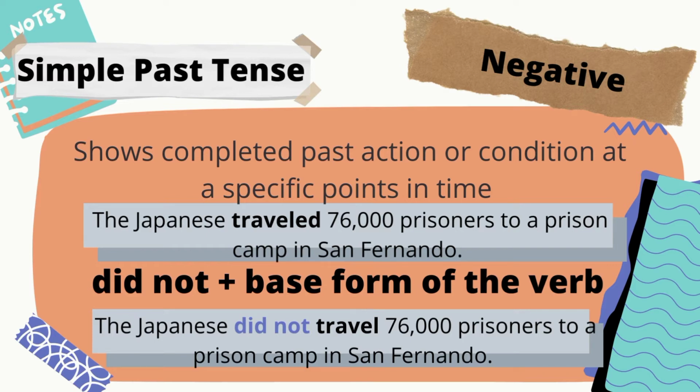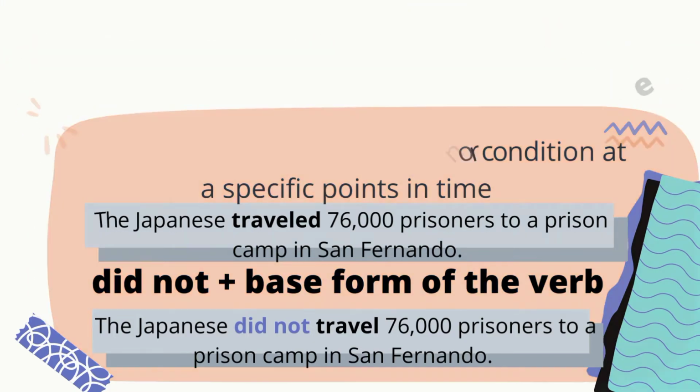In forming simple past negative, the formula did not plus base form of the verb is followed. So if you will transform the positive sentence, the Japanese traveled 76,000 prisoners to a prison camp in San Fernando, to a negative sentence, it would be the Japanese did not travel the 76,000 prisoners to a prison camp in San Fernando. The verb traveled is changed to did not plus base form of traveled, which is travel.